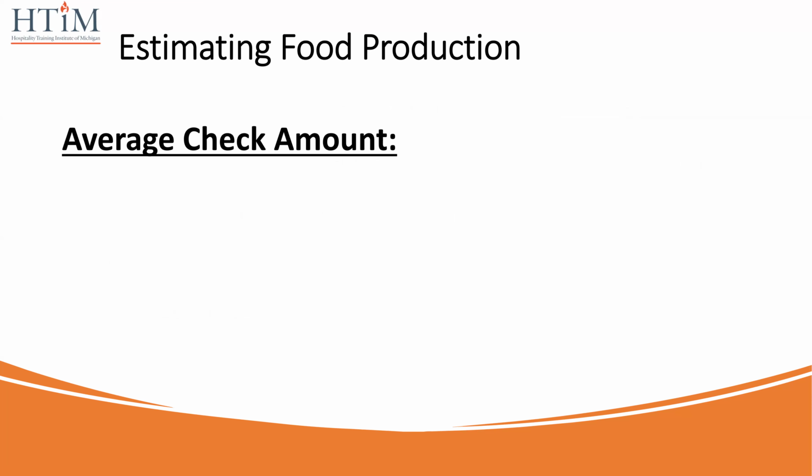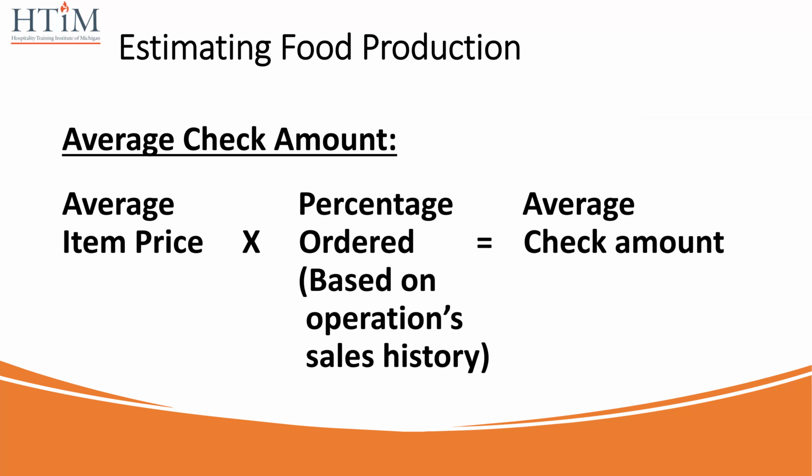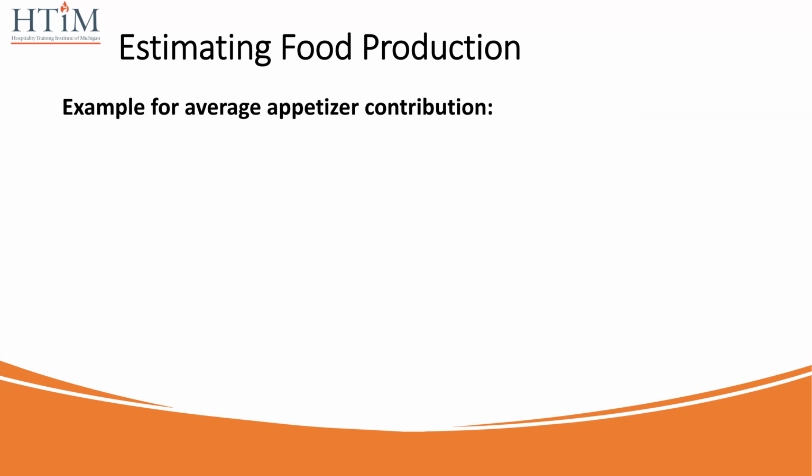So let's do an example of what an average check amount would be. That formula, again, they'll give you this formula, but they want you to work through it. Average item price times the percentage ordered based on your operation sales history. So you're just going to look back in your history. That will equal the average check amount for that item. Okay, so let's put some prices there.